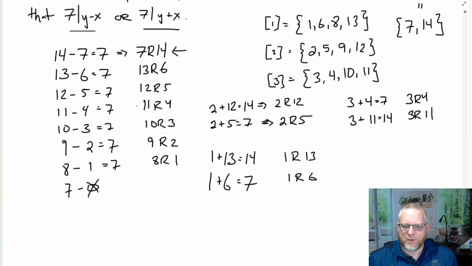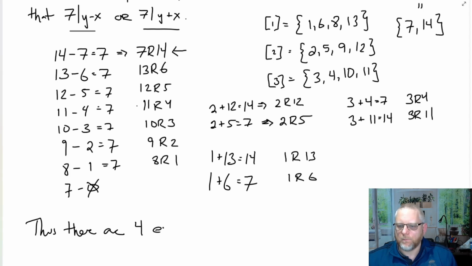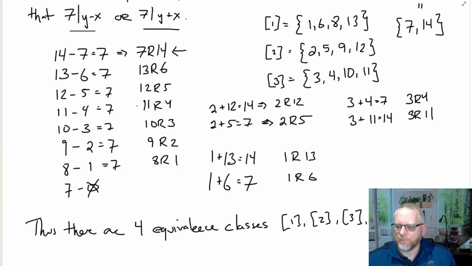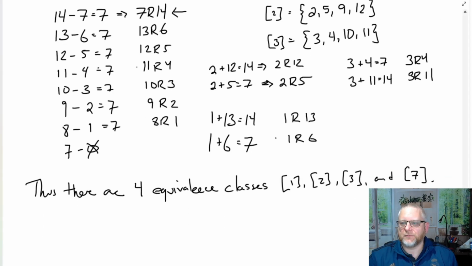Let's just scroll down a bit here. Thus, there are 4 equivalence classes, and they are 1, 2, 3, and 7. And that finishes it off. Scroll down so you can see that there.